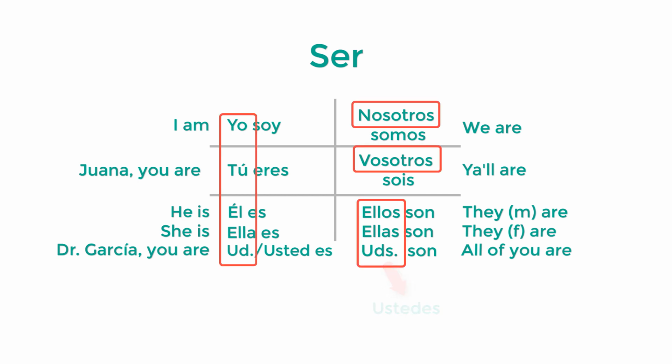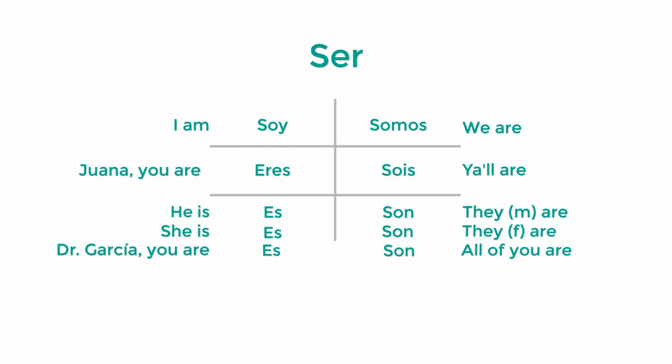The pronouns in Spanish are commonly left off in everyday speech. They are mainly used for emphasis, so we'll leave them off here. Now we'll take a minute to learn 12 permanent attributes.